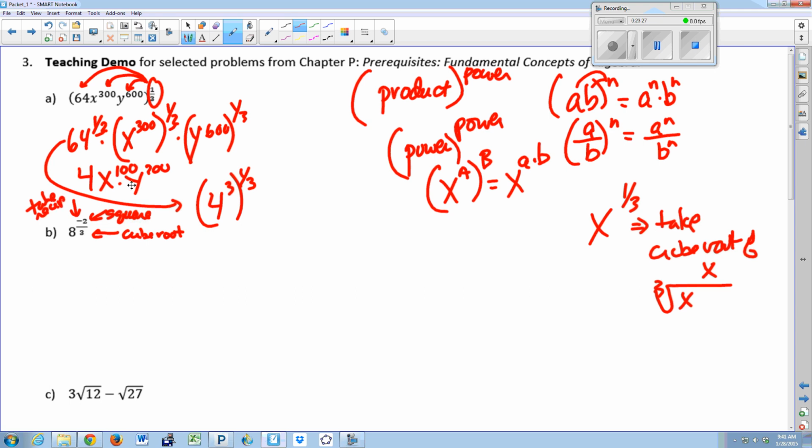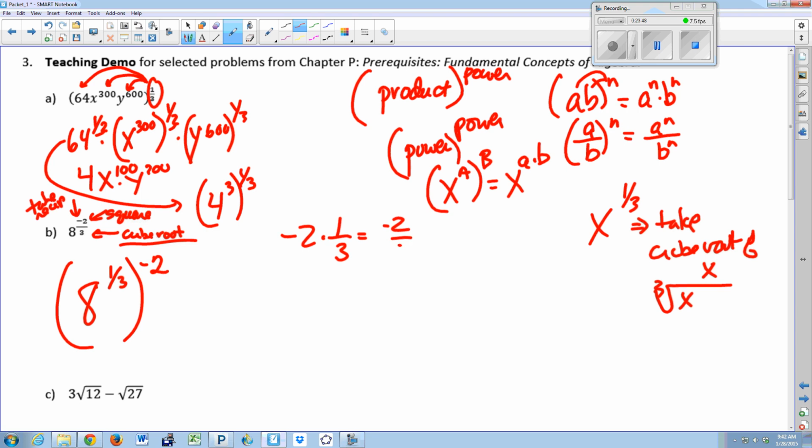Now, the order doesn't matter, but sometimes the order makes life easy for you. I always say, try to make the number as small as possible, which means take your root first. So the first thing I'm going to do is this. And then I'm going to apply the negative 2. So negative 2 times 1/3 is the same as the exponent negative 2/3. So I'm just going to apply this power first, the 1/3.